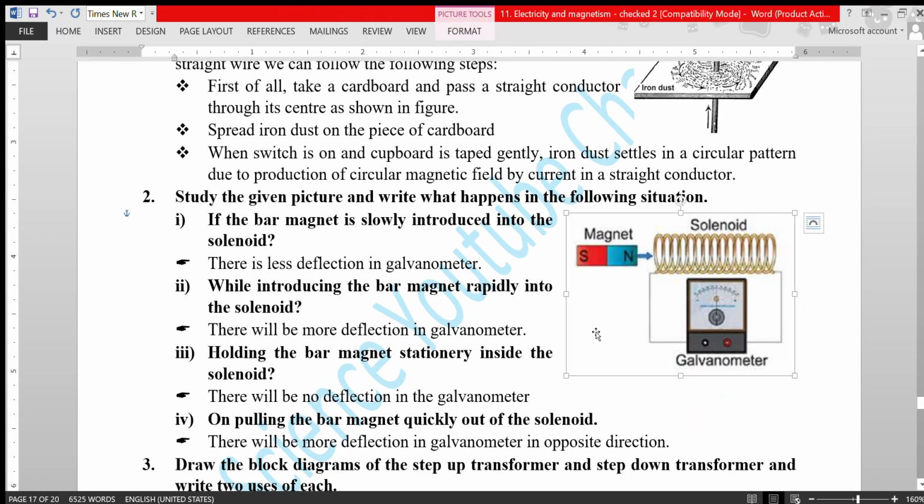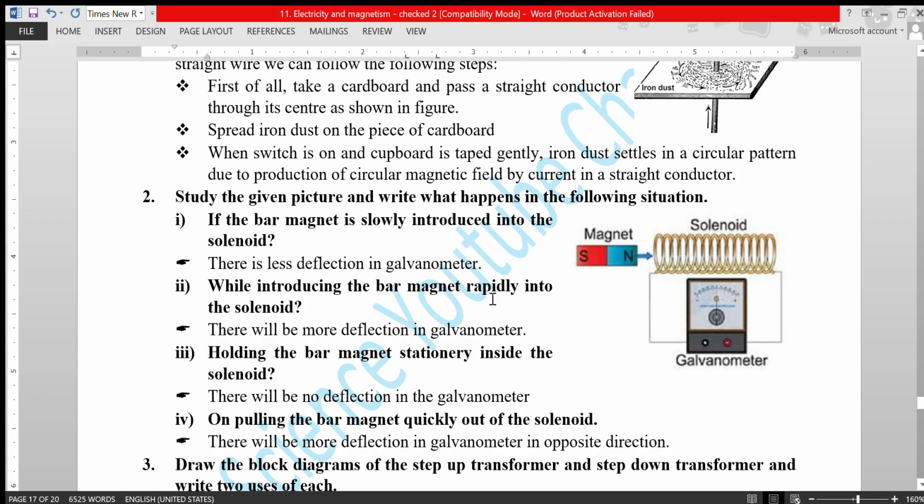Study the pictures given below. Write what happens in the following situations. If the magnet is slowly inserted into the solenoid, there is less deflection in the galvanometer. It's electromagnetic induction. There is relative motion between the magnet and the solenoid coil, so less current is produced. There is less deflection in the galvanometer due to less production of current.